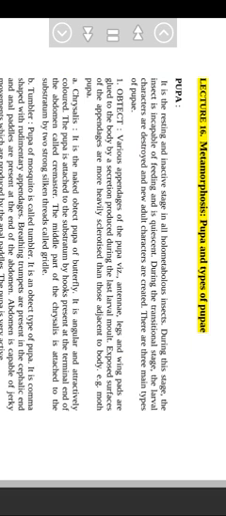Lecture 16. Metamorphosis, pupa and types of pupae. Pupa. It is the resting and inactive stage in all holometabolous insects. During this stage, the insect is incapable of feeding and is quiescent. During the transitional stage, the larval characters are destroyed and new adult characters are created. There are 3 main types of pupae.